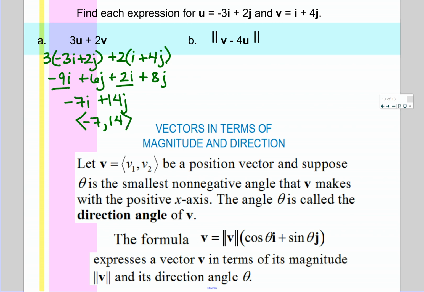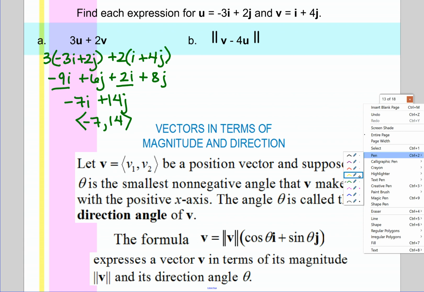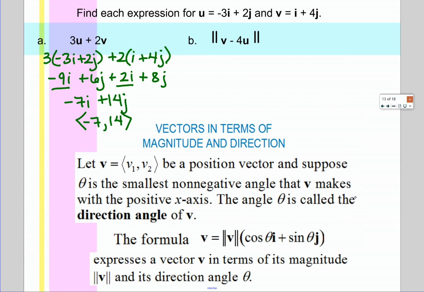Okay. MathXL will be specific. It'll say put it in linear combination or IJ form. What do the bars on the second one mean there? What do the double bars mean? Magnitude. So what we have to do on this one is find this vector first, do that calculation, and then find the length of that vector as our last step.